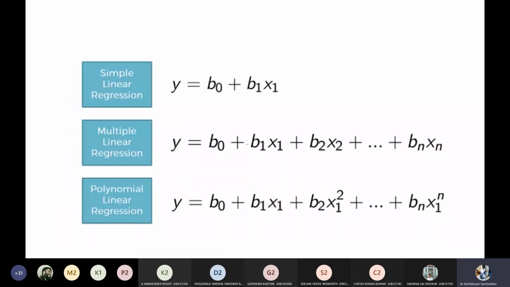The corresponding equation is given: b0 plus b1 into x1, same. So this is multiple linear regression. In multiple linear regression there will be multiple variables, x1, x2, but the equation is the same. But polynomial means we are adding extra terms, that is the degrees 1, 2, 3. So these degrees are added. At the end, that is what polynomial linear regression is.